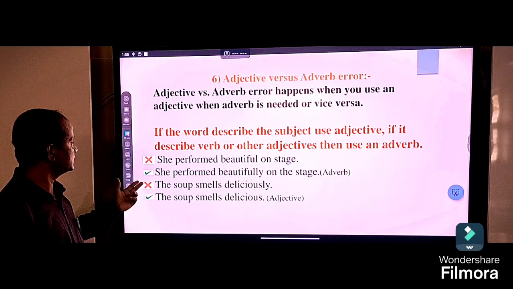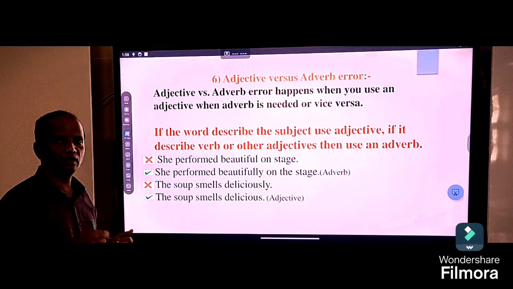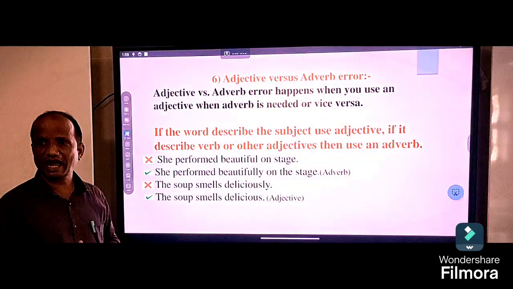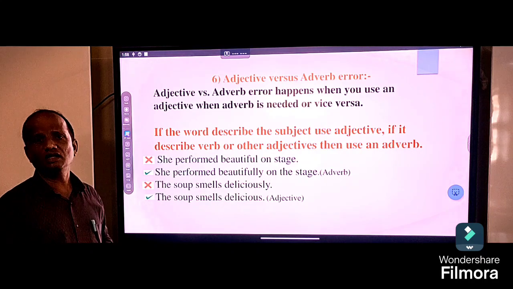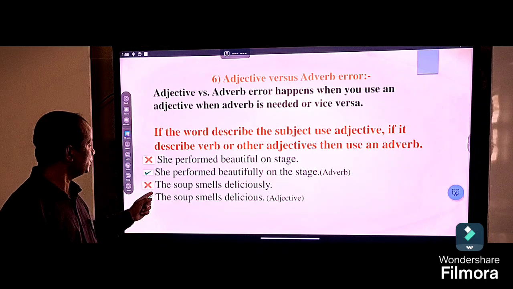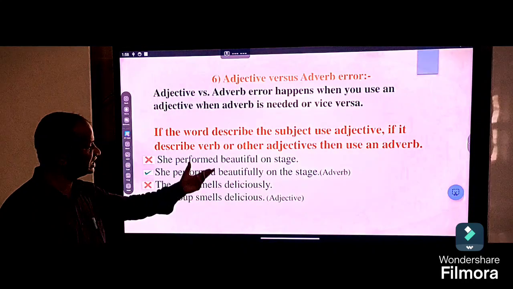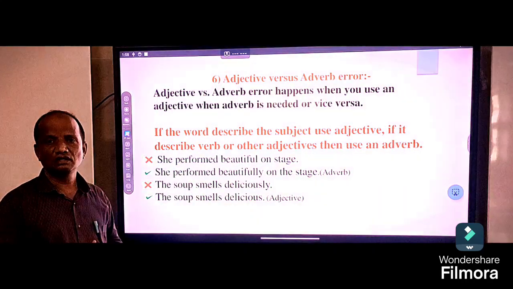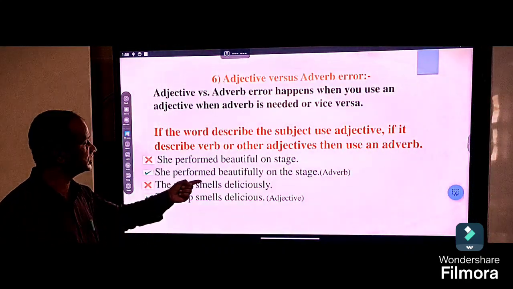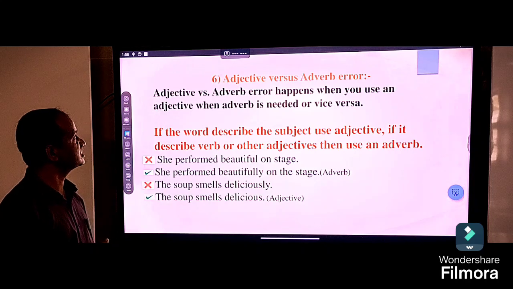Then the second one is: the soup smells deliciously. Here, smell, looks, seems are linking verbs. They are not describing the action. After these linking verbs, we have to use the adjective, not the adverb form. So the correct statement will be: the soup smells delicious, not deliciously. After linking verbs like looks, taste, smell, we have to use an adjective. So we have turned deliciously into delicious.